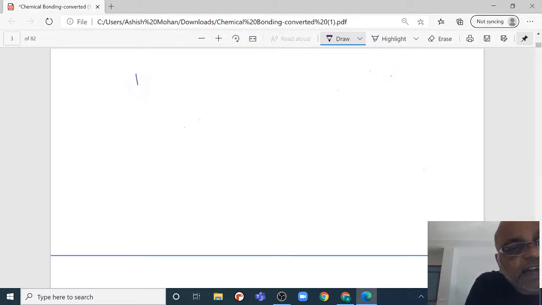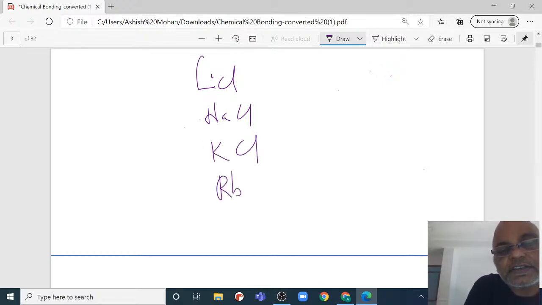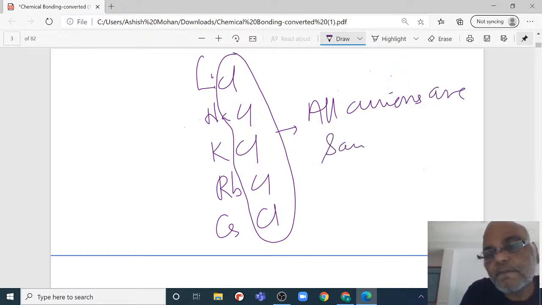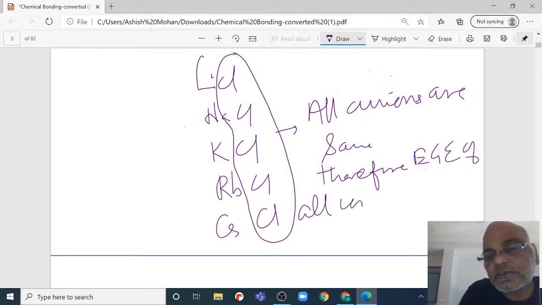See, suppose I take an example of NaCl. Better to take an example of LiCl, starting from LiCl, NaCl, KCl, RbCl, CsCl. If you look at here, all anions are the same. Therefore, the electron gain enthalpy of all ions will remain the same.